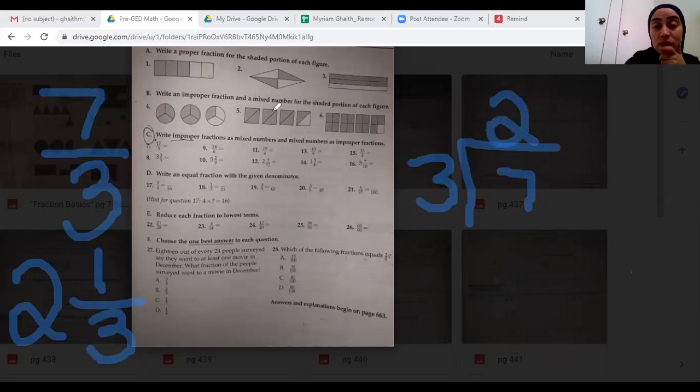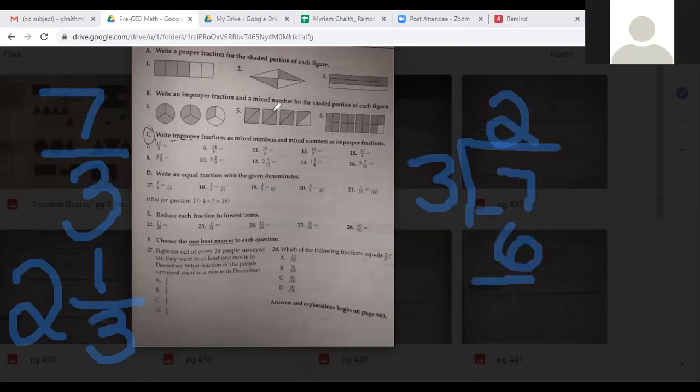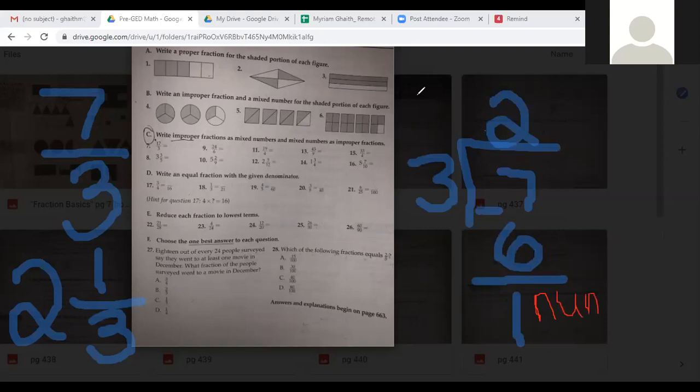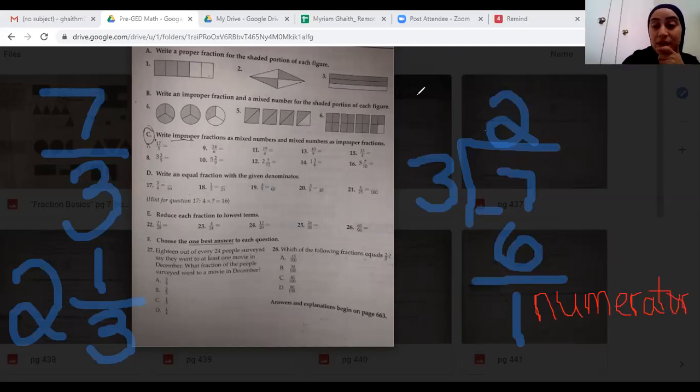We said 2. 3 times that 2 is 6. Subtract them, and what do we get? 1. This one is now my what? The numerator. The remainder is the numerator. So this one that was left or remaining became the new numerator for the mixed number.